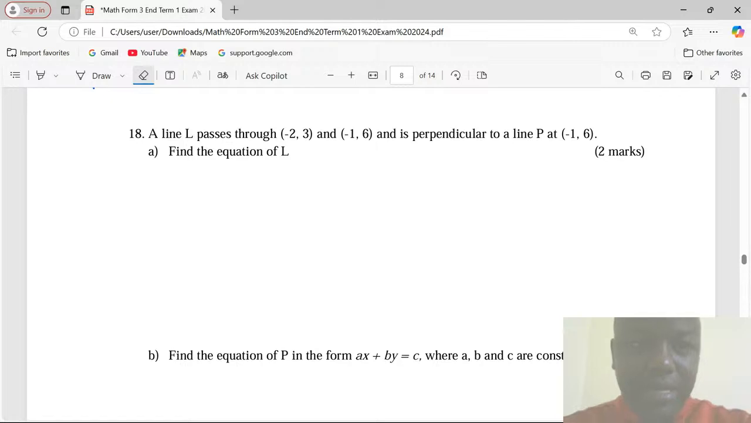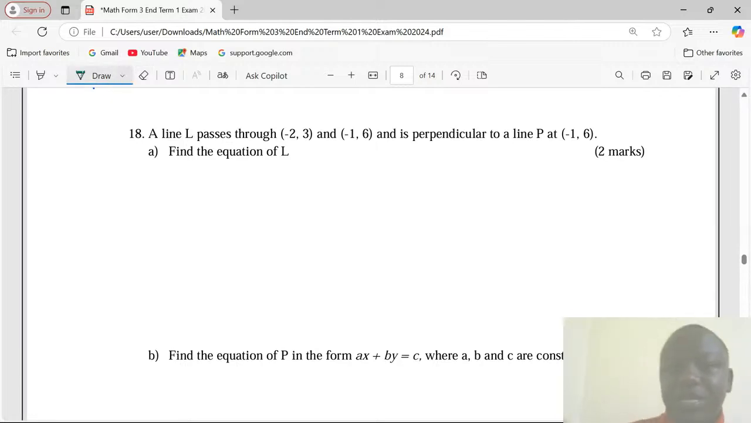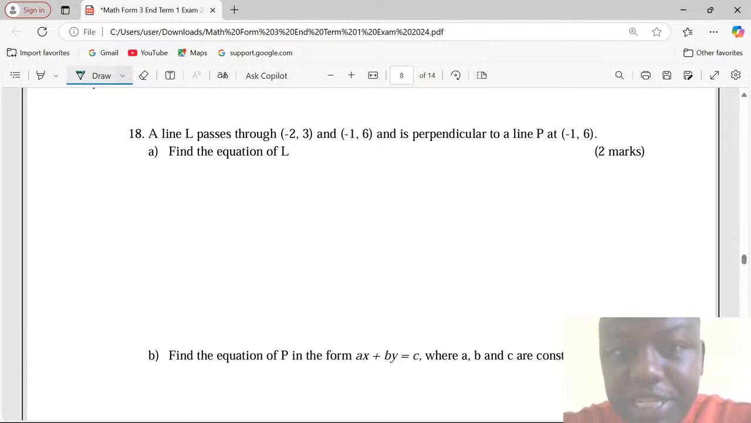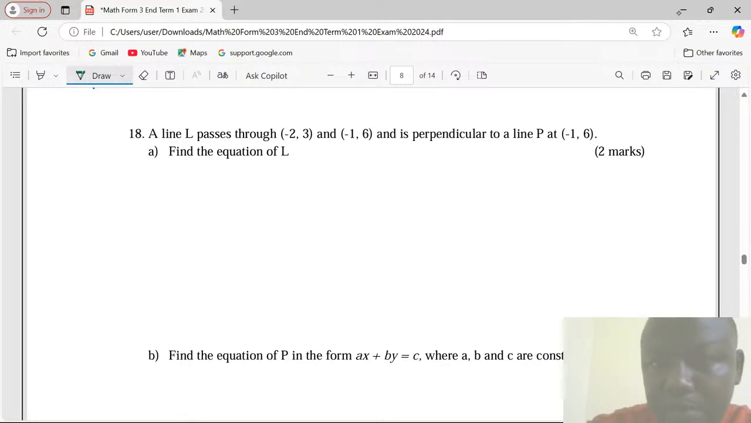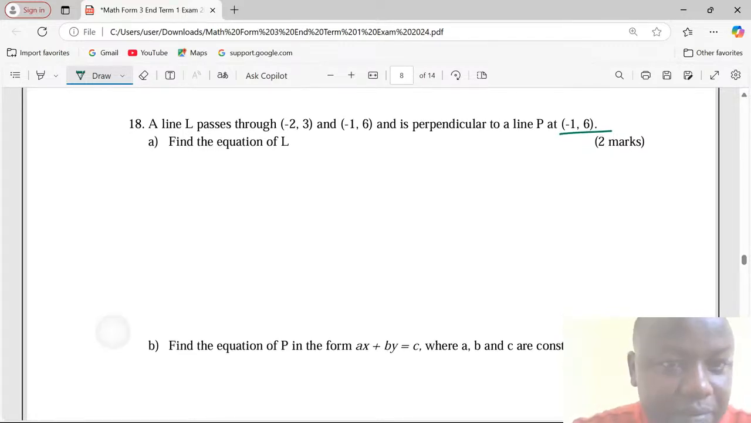Number 18, a question on equations of straight lines and gradients. A line L passes through -2, 3 and -1, 6, and is perpendicular to a line P at the point 1, -6. Find part A, the equation of L.